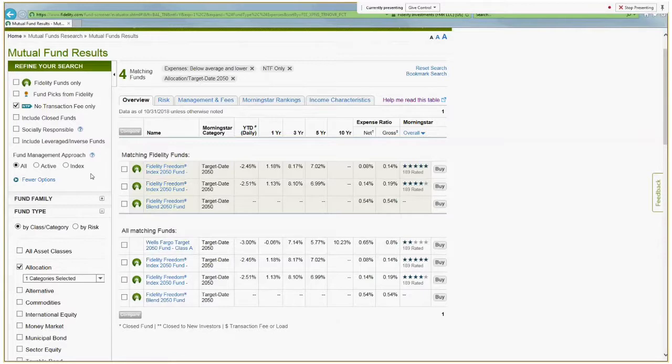On the left side, you'll notice that you have fund management approach. You'll have active and indexed. So is it actively managed or is it based off an index? And so you'll notice with the actively managed ones, they're usually going to have a higher expense ratio. They're more likely, again, to have those extra fees associated with them, the front load or the back end load.